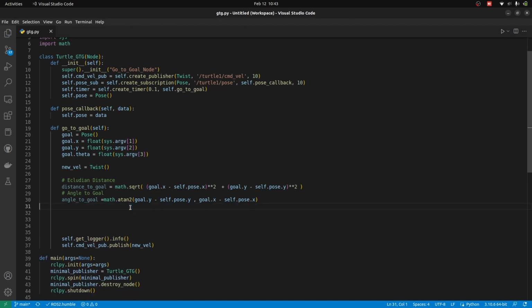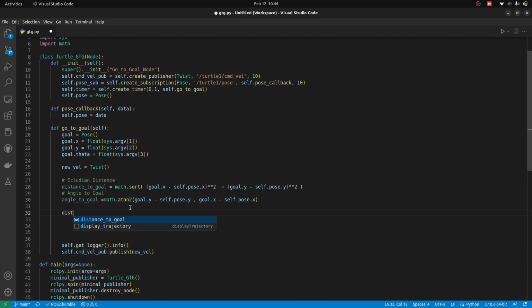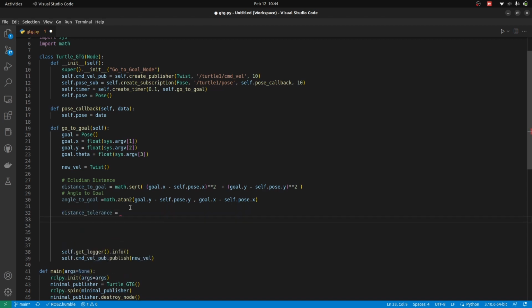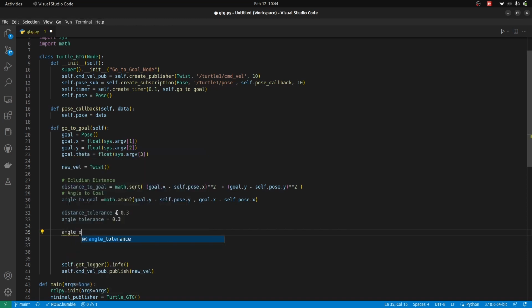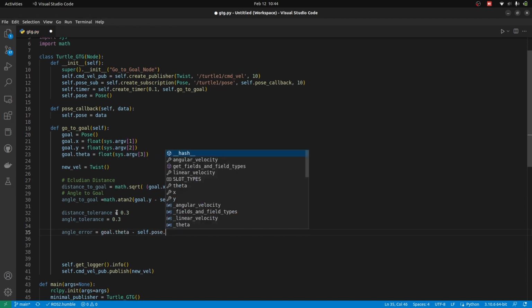We don't need this logging message now. I'm going to write down our requirements first. We need a distance tolerance and we need an angle tolerance. Let's set it to 0.3 and angle to be 0.3 as well, giving random values. From the theory part, we understand that we need an angle error, that is from our robot and the goal pose. So we are going to say goal theta minus pose dot theta.